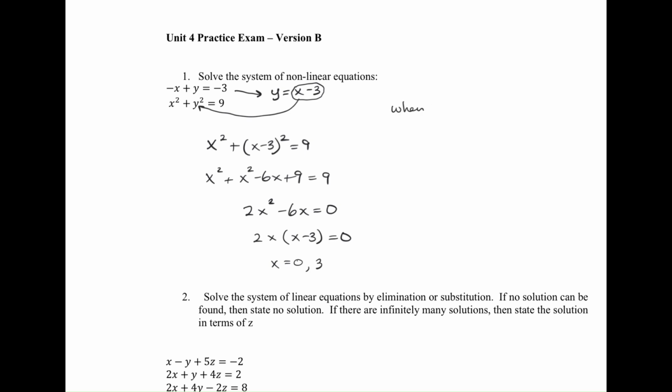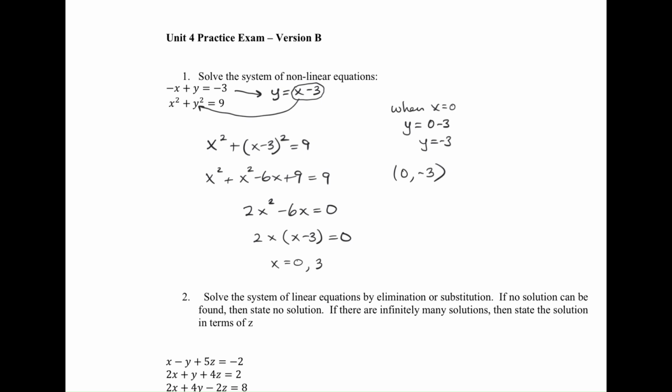So when x equals 0, we need to solve for y. So we use this equation here. So when x equals 0, y then equals, instead of x minus 3, I'm going to replace that x with 0. So this is 0 minus 3, which means y equals negative 3. So one of the solutions is when x equals 0, y equals negative 3.